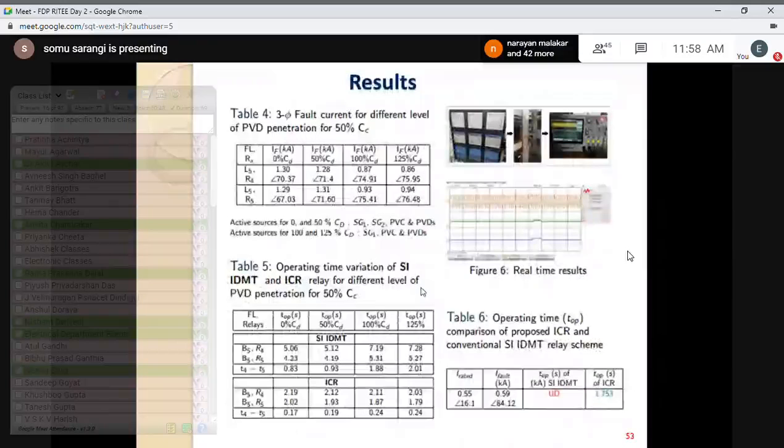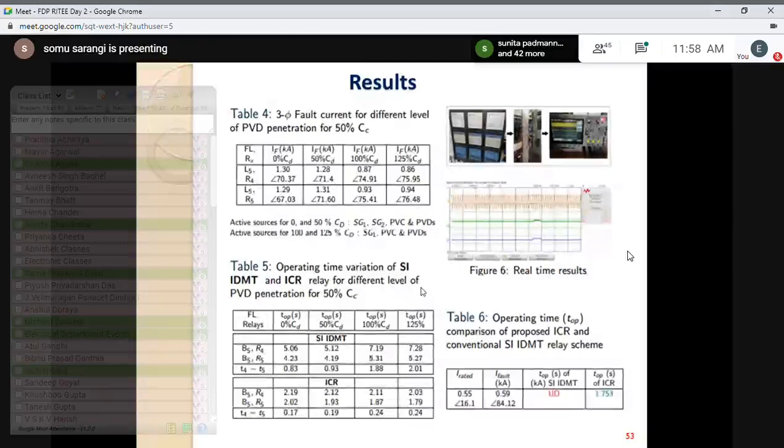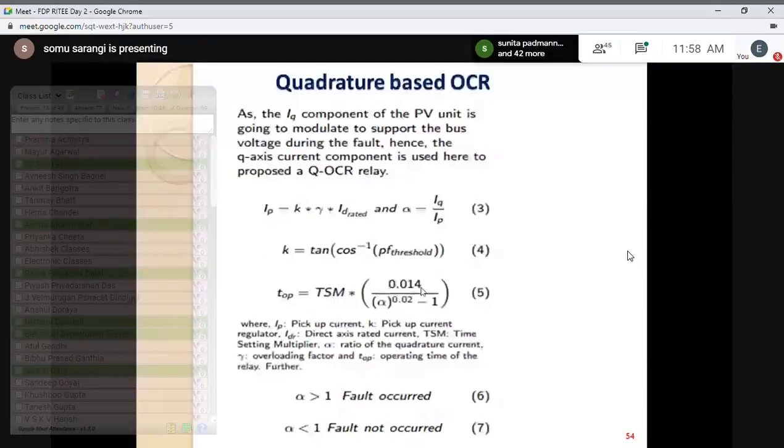So these are the hardware results we have from a real-time system. In real time also we have tested this method, and we have seen that the relay performance has been improved. Now this is another technique, a quadrature based overcurrent relay. As the IQ component of the PV unit is going to modulate the support of voltage during fault, the Q-axis component is used here to propose the quadrature based overcurrent relay.